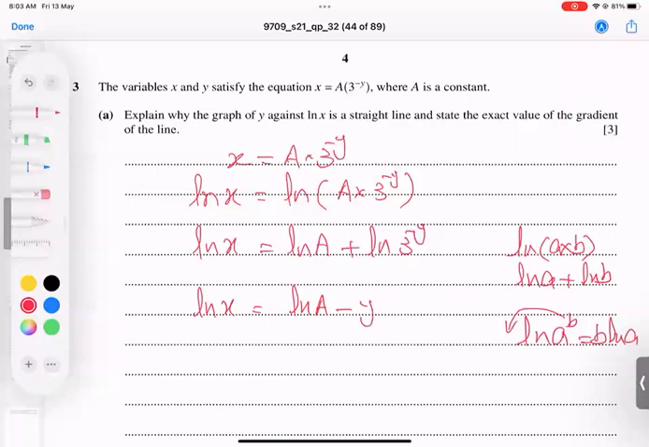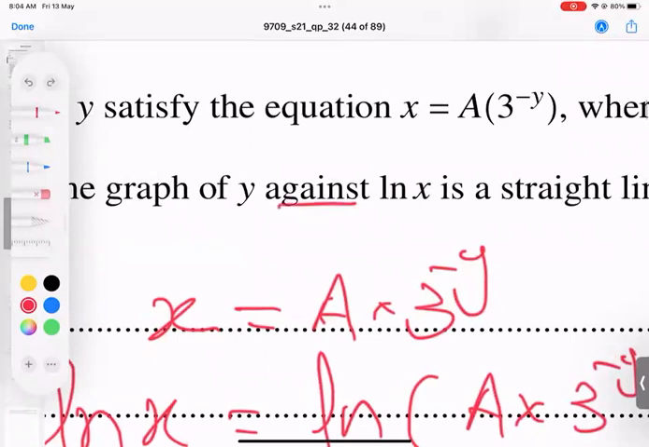Negative y times 2 logarithm 3. Reshape it. This will come here and this will shift to the end. The reason I have to make a is because he mentioned y against ln x. So before the word against, I repeat, before the word against is along the y-axis, and after against, the word along the x-axis.